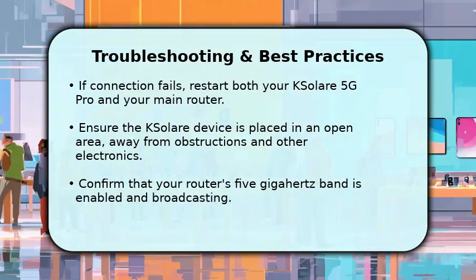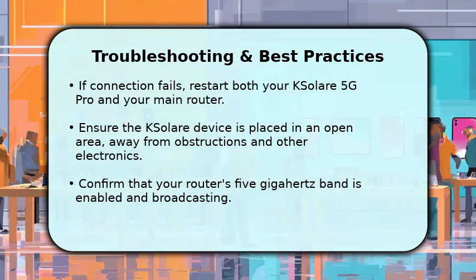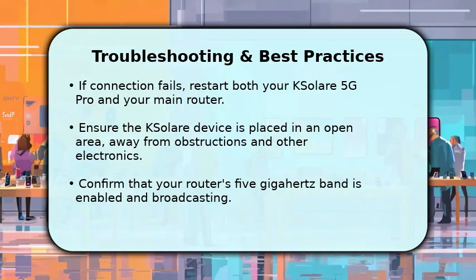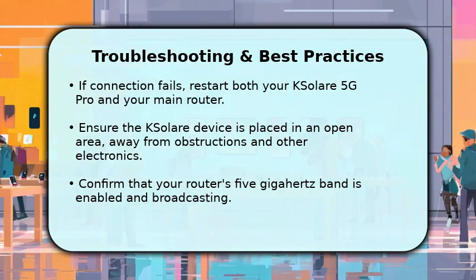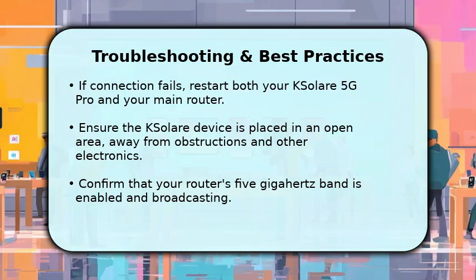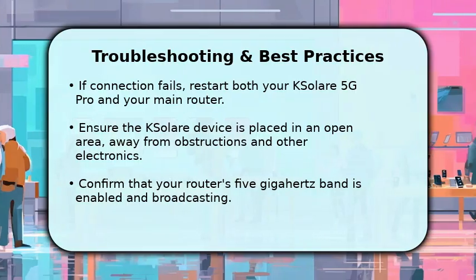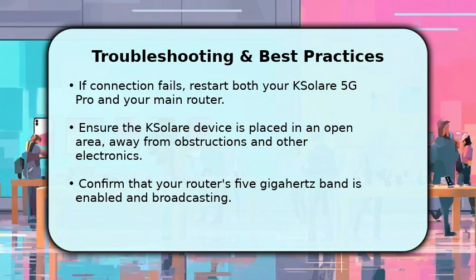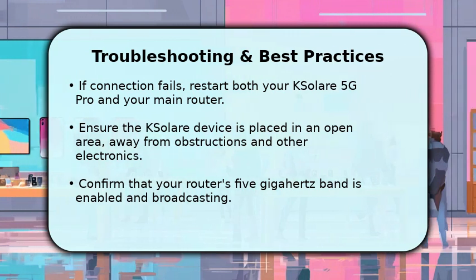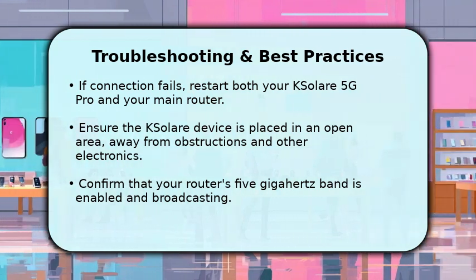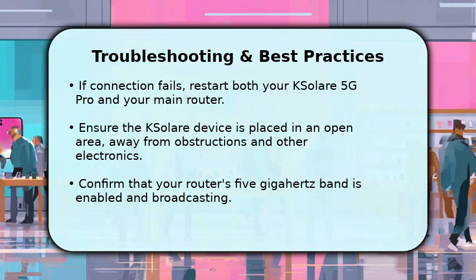Sometimes things don't go perfectly, but don't worry. If you're having trouble connecting, try restarting both your KSolare 5G Pro and your main wireless router. Make sure your KSolare device is in a clear spot, away from walls or other electronics that could cause interference. Double-check that your router's 5 GHz band is active. If issues persist after these steps, don't hesitate to reach out to KSolare's customer support for further assistance.